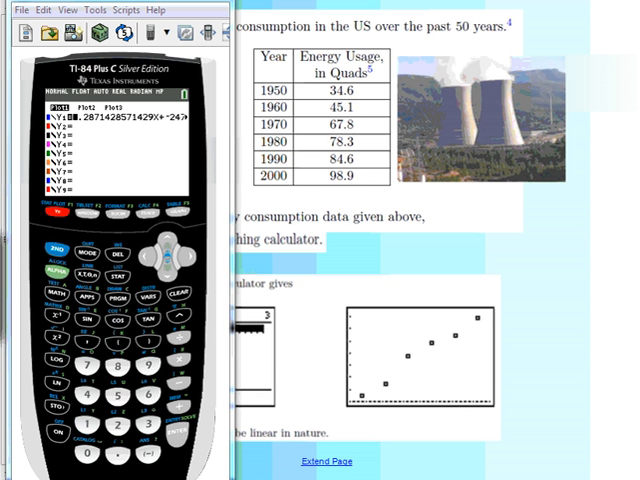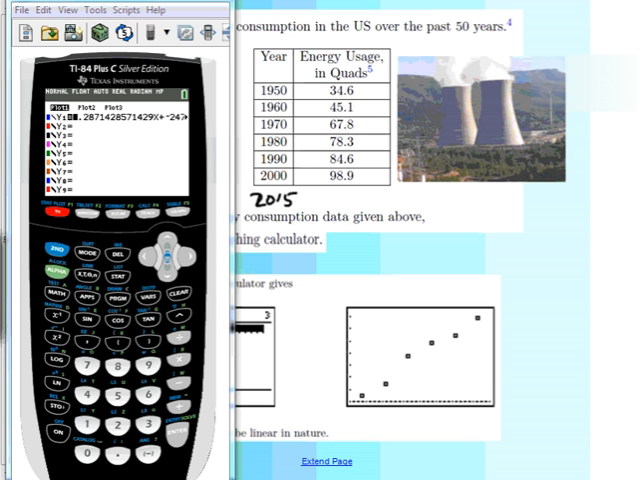Okay, so now you've got an equation. What can you do with it? Well, the cool thing about an equation like this is you can predict. For instance, let's say we needed to know in the year 2010 how many quads we are probably going to be using then. Well, by now, obviously, we're in the year 2015. Let's figure out how many quads we're predicting to be using in 2015.